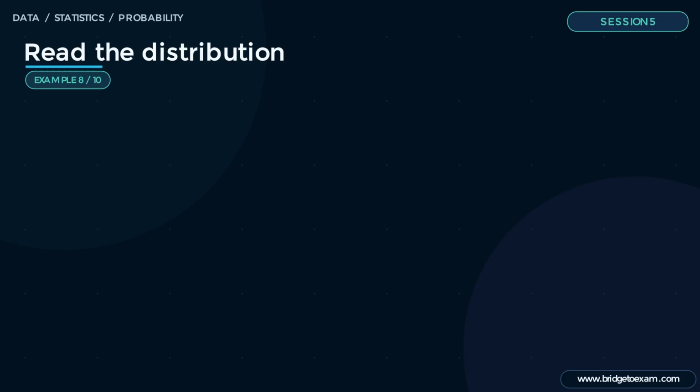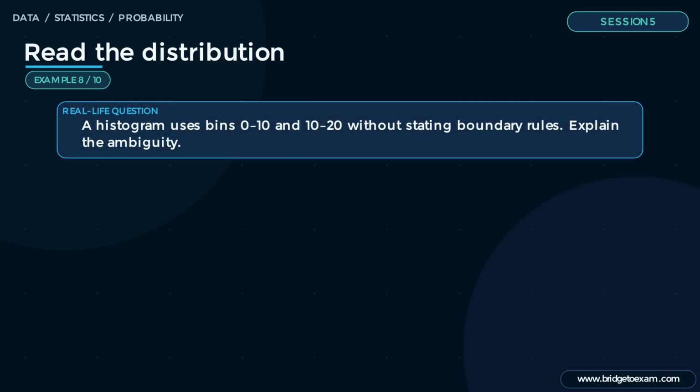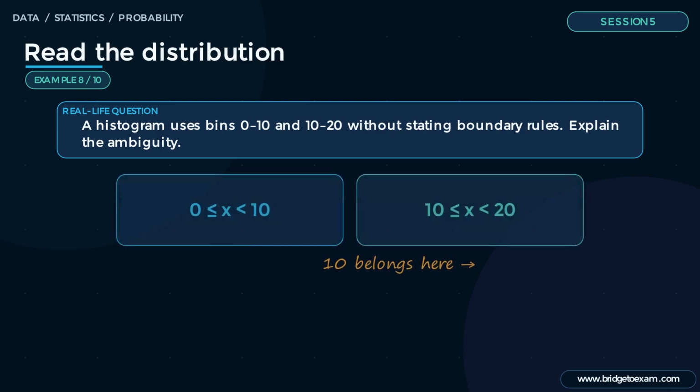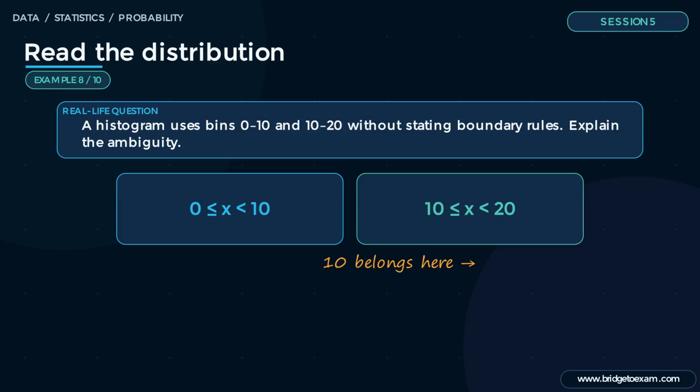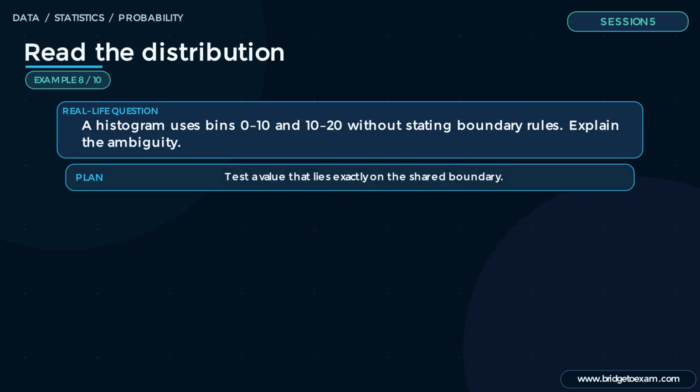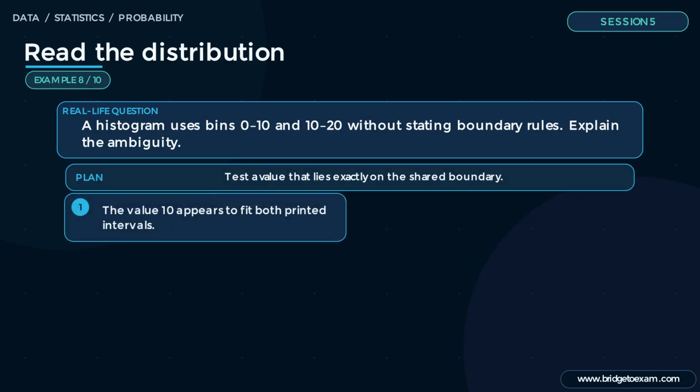Example 8. A histogram uses bins 0 to 10 and 10 to 20 without stating boundary rules. Explain the ambiguity. Plan. Test a value that lies exactly on the shared boundary. Step 1. The value 10 appears to fit both printed intervals. Step 2. One observation must never be counted in 2 bins.